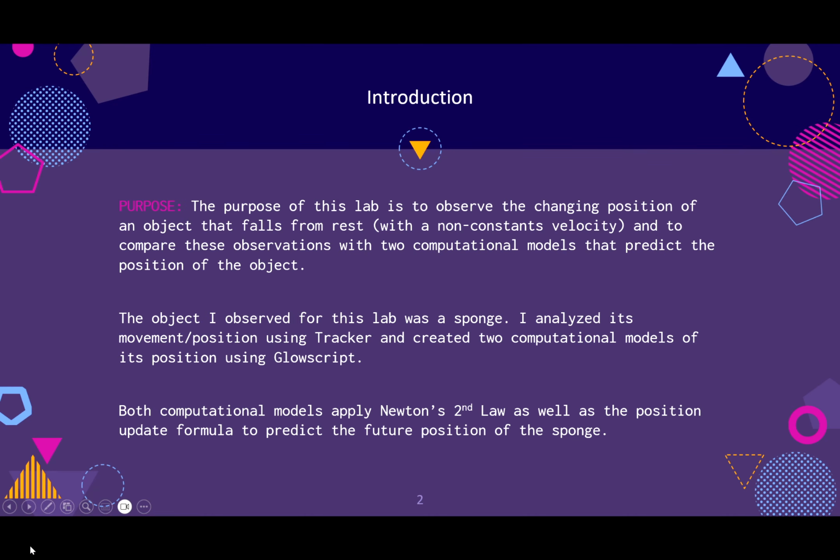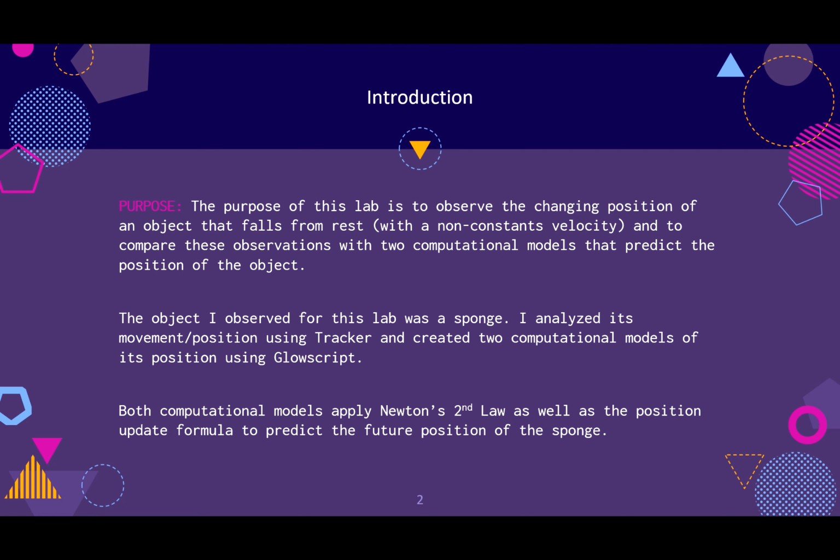The purpose of this lab is to observe the changing position of an object that falls from rest and compare this observation with two models that predict the position of the object. The object I observed for this lab was a sponge. I analyzed its movement and position using Tracker and created two computational models of its position using GlowScript.